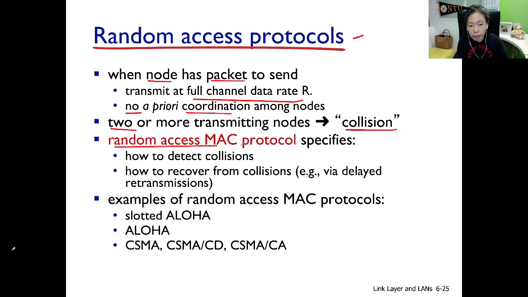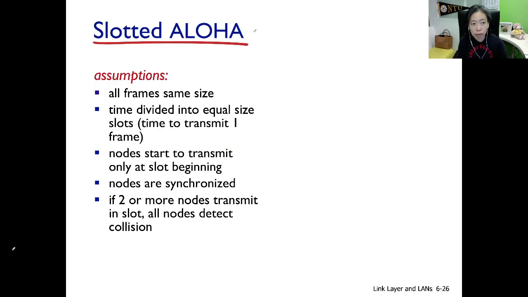So the key designs in these random access MACs are often how one detects collisions and how one recovers from the collisions. So these will be the things we talk about in these examples of random access MACs coming next.